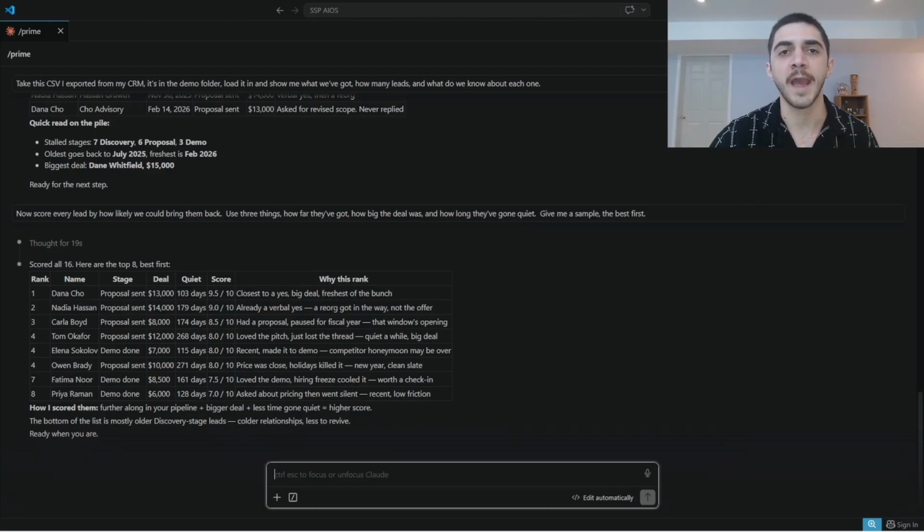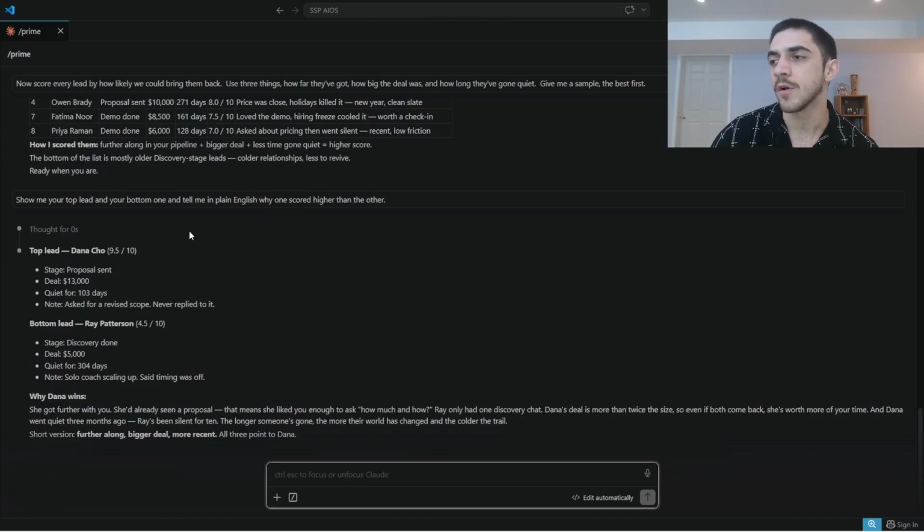So let's take a look at the top and the bottom lead for an example. I'm going to tell Claude Code, show me your top lead and your bottom one, and tell me in plain English why one scored higher than the other. And so the top one is Dana Cho, 9.5 out of 10, proposal sent, 13 grand, quiet for 10 days, versus discovery done, smaller deal, quiet for almost a year. We can see Dana got further with me, already saw a proposal, liked you enough to ask how much, whereas Ray only had 1 chat. So this is the part where the system tells you where the money is and you don't have to guess.